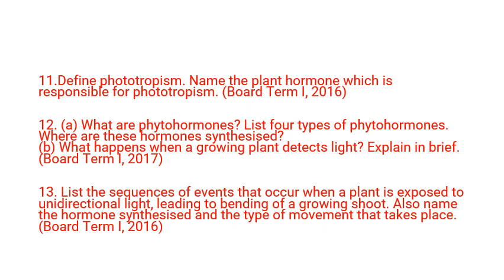List the sequence of events that occur when a plant is exposed to unidirectional light, leading to bending of the growing shoot. Also name the hormone synthesized and the type of movement that takes place. Let us move on to the next slide now.